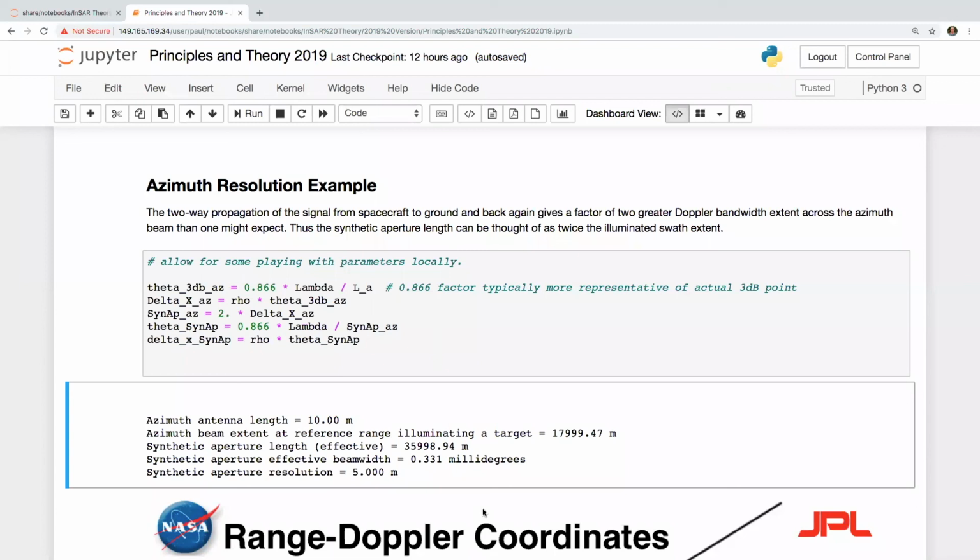You can also pick a point on the ground and steer the antenna to look at that point for a longer duration than just the physical sliding footprint would allow. That's called spotlighting, and that then allows you to create a longer synthetic aperture, which gives you finer resolution. But those are the kinds of tricks in azimuth that you would do. Okay?